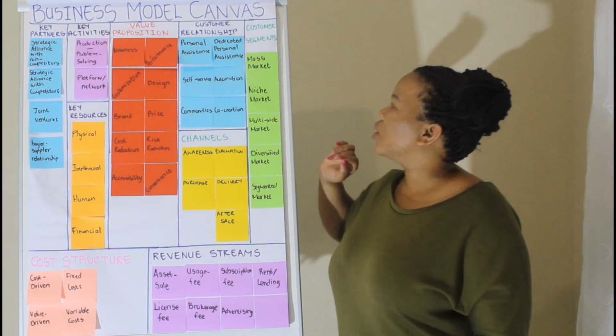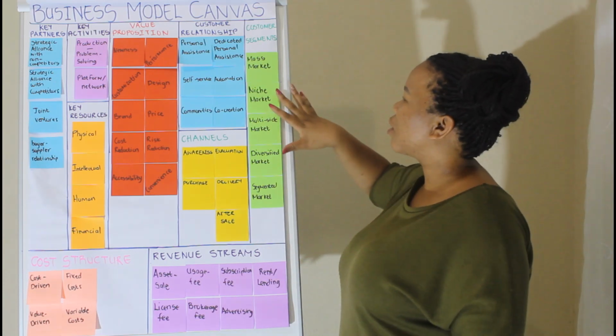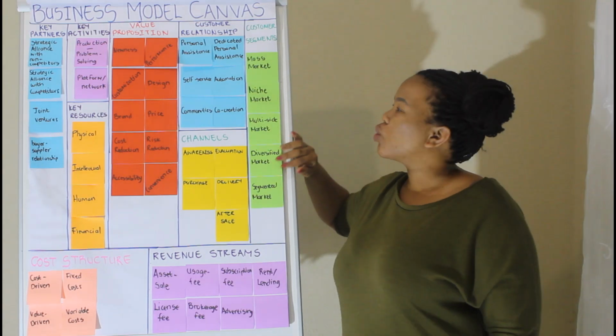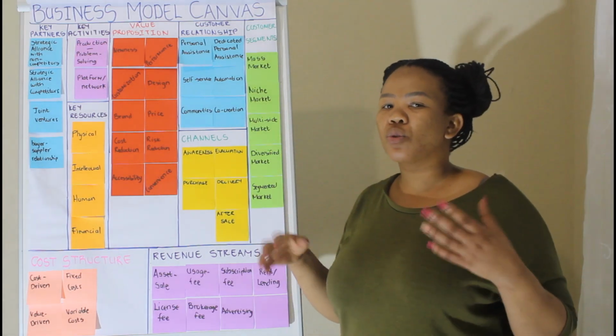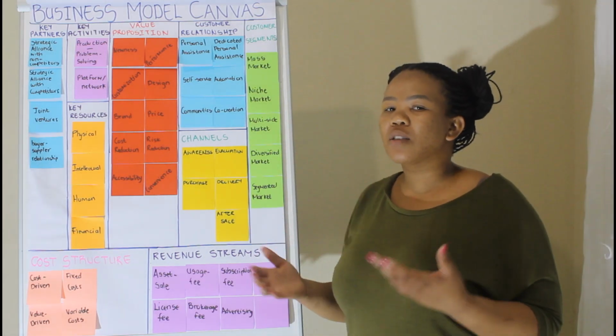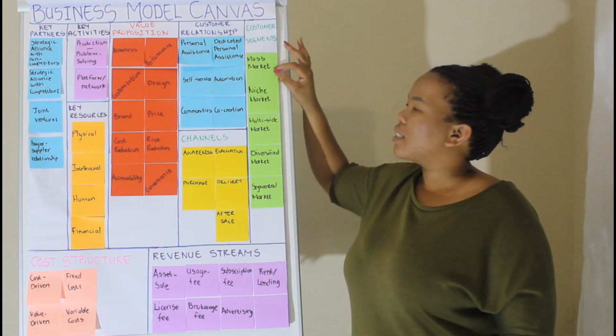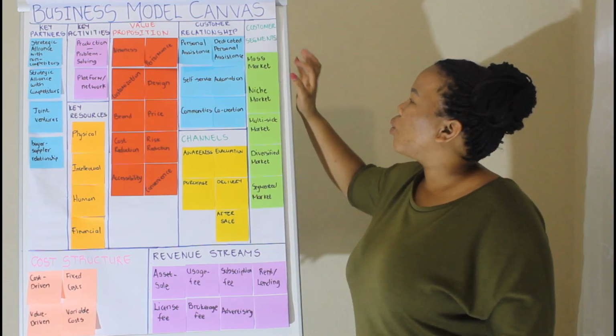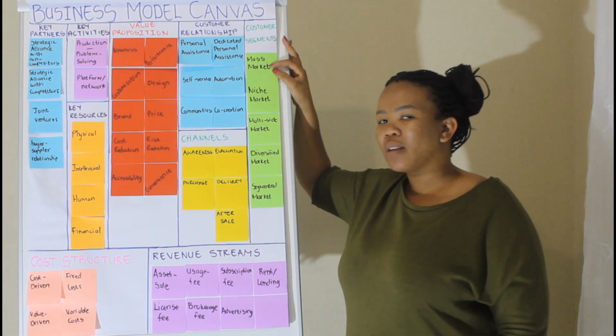So I'm going to start with the categories that are under customer segments. I'm just going to be making examples to make it easy for you to understand what the category is actually about. So mass market, for example, somebody who's selling bread, right?